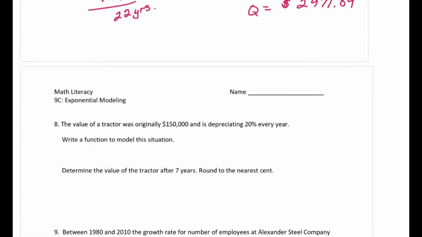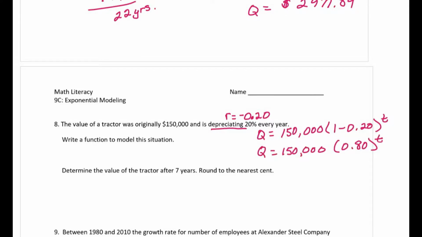Problem 8, the value of a tractor was originally $150,000 and is depreciating 20% every year. Write a function to model the situation and determine the value of the tractor after 7 years, round to the nearest cent. Okay, the value is depreciating. That means it's going down. So my rate value here is negative 0.20. So here's my equation. Here's my equation simplified. And for the second part of the problem, we're going to put 7 in place of t. And there's my final answer.